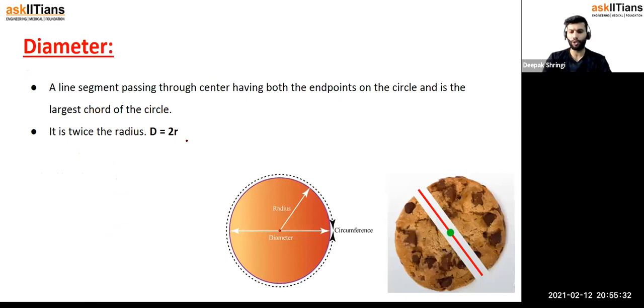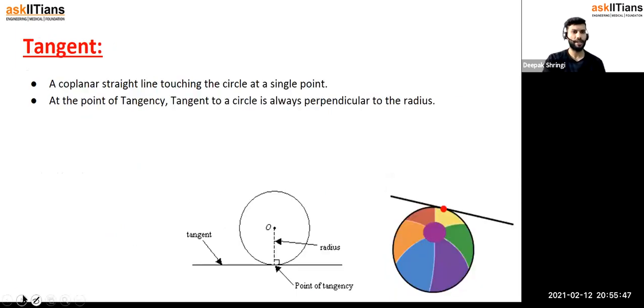So our next thing is the diameter. As I told you, diameter is basically double the radius. Diameter is the longest chord. Diameter is a chord which passes through the center of the circle. So yeah, that's it. We have discussed a lot about that.